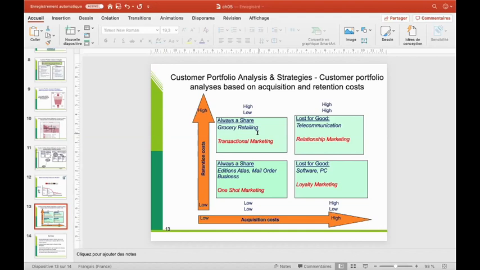You should always decide according to the sector you're acting in if it makes sense to establish CRM or not, because CRM is very expensive. And so in markets with high acquisition costs, CRM makes sense. In markets with low acquisition costs, CRM does not really make sense.